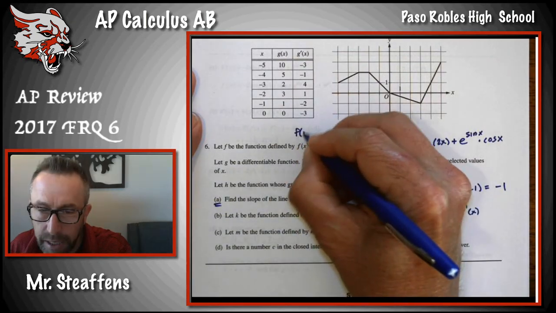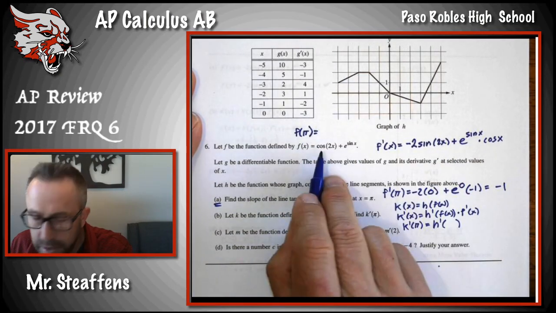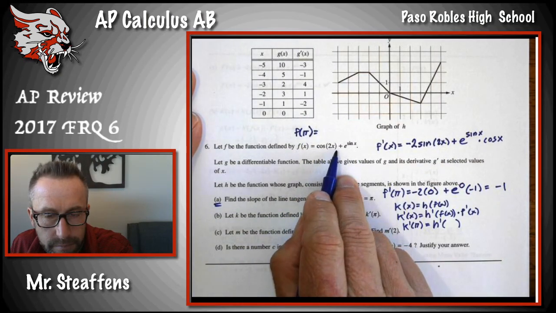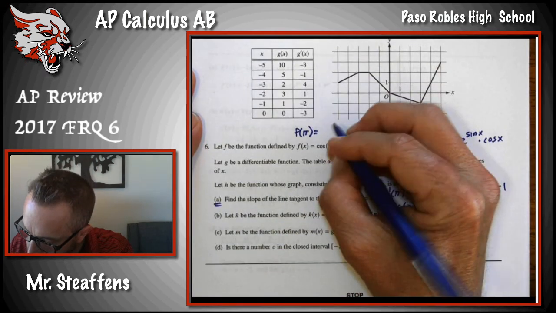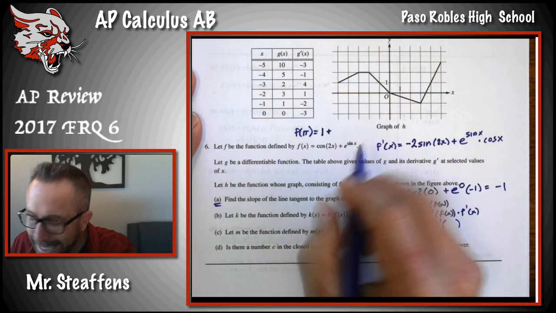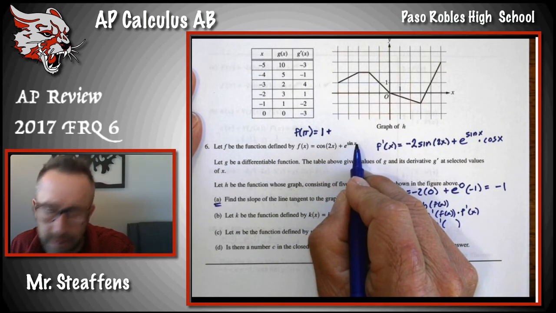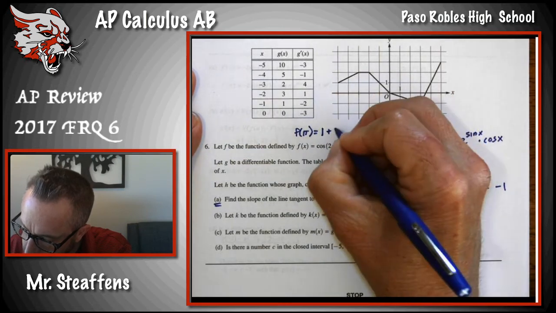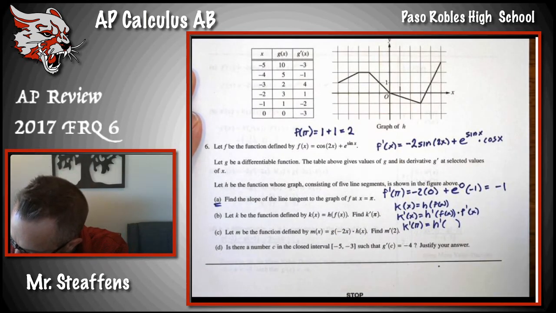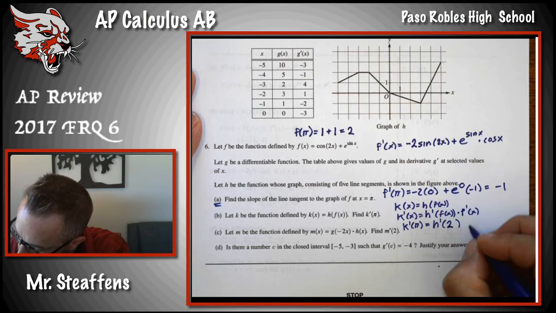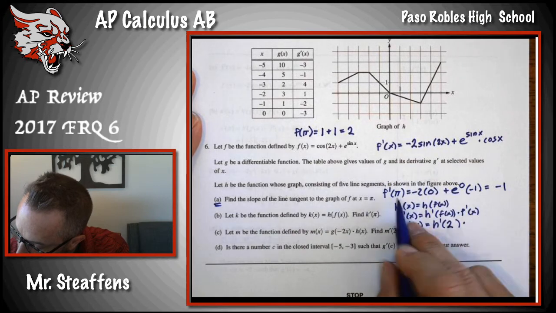So f of pi is going to equal cosine of 2 pi, which is 1, and e to the sine of pi. Sine of pi is 0, e to 0 is 1. So f of pi is worth 2. So I need h prime of 2 times f prime of pi. Remember, we found f prime of pi right here. It was worth negative 1.